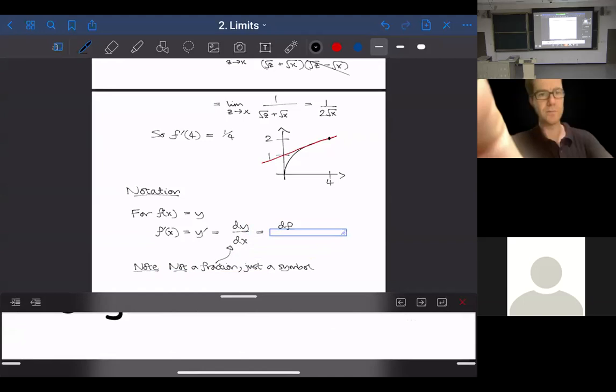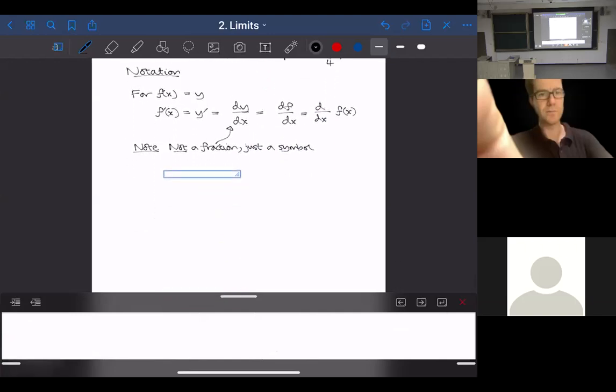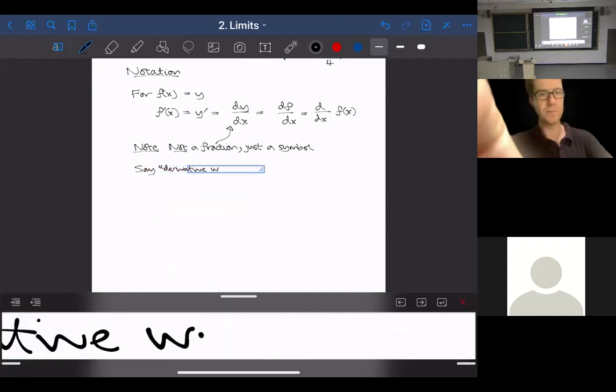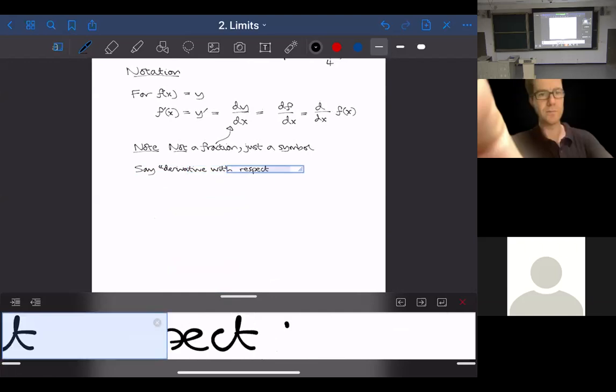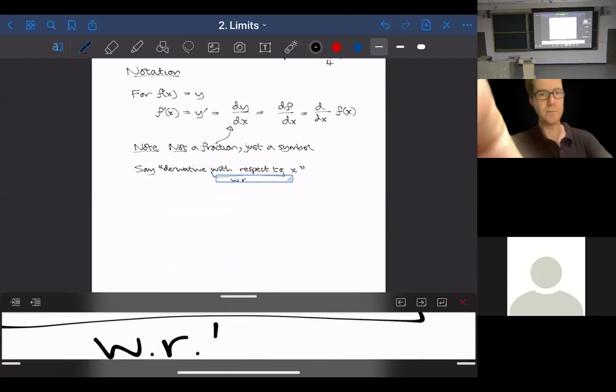And we also sometimes write df by dx, or when we're taking the derivative of something that's longer to write out, often we write it like this. So these are just different notations for the same thing. And there are other notations, but we won't use them immediately, so I'll not write them down. And we say the derivative with respect to x. So sometimes this will be written as WRT.